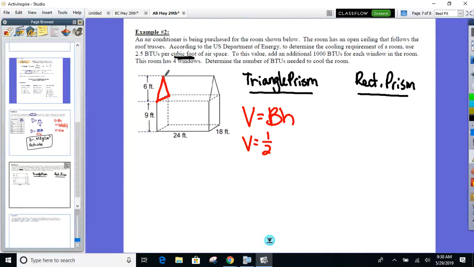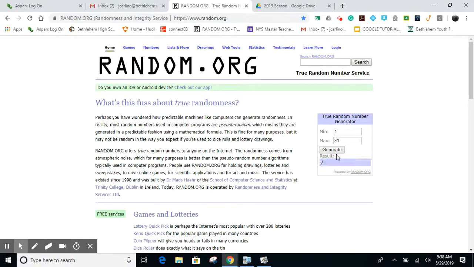What's the base length? 18 times the height of that triangle. 6. Now, what's this H stand for? Height of the prism. So you need to find how long is that edge that connects the triangles? Because that's the height of the prism. How long is that edge that connects the two triangular bases?